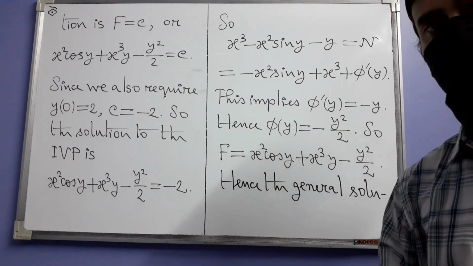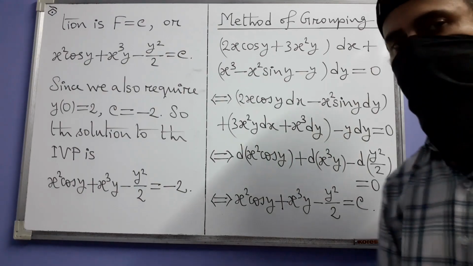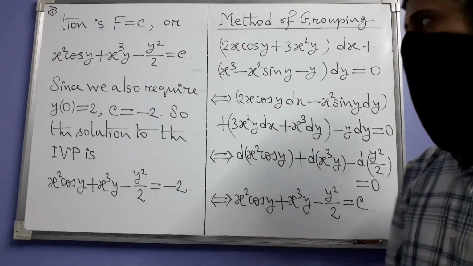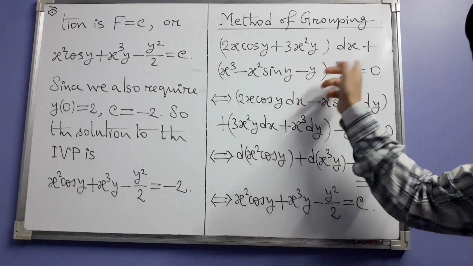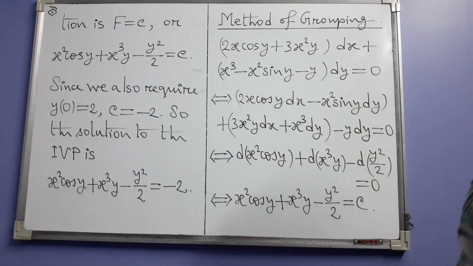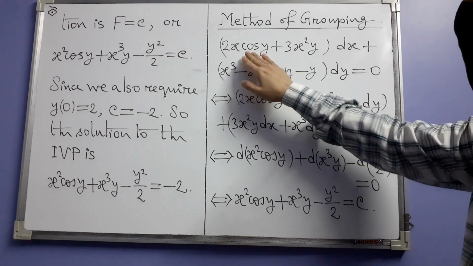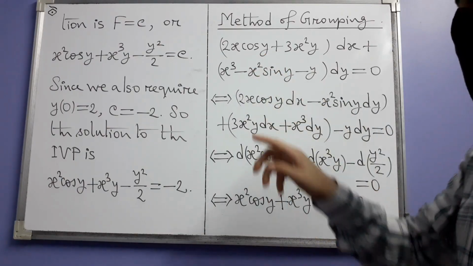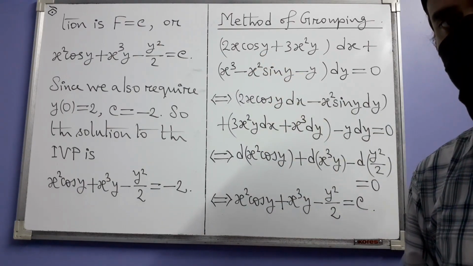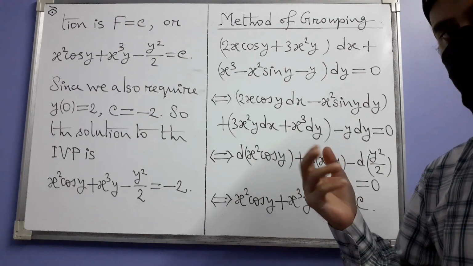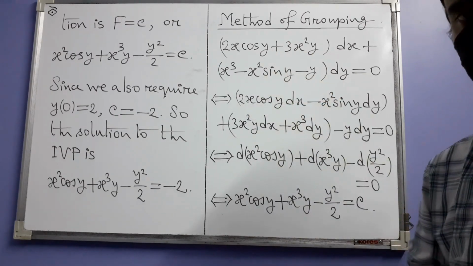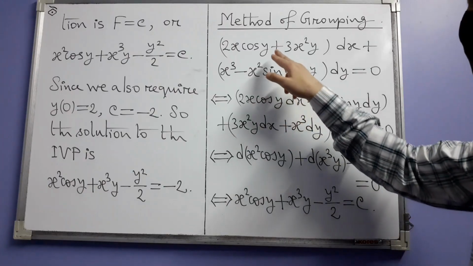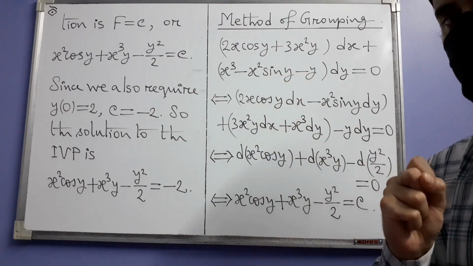Now let's see the method of grouping. So this is the method of grouping. First we write the differential equation: (2x cos y + 3x² y) dx + (x³ - x² sin y - y) dy = 0. And then what do we do? We group those terms together which have the trigonometric functions. You may understand why. Because when you differentiate cos y, you get minus sin y. From that observation, the idea of grouping these two together comes.